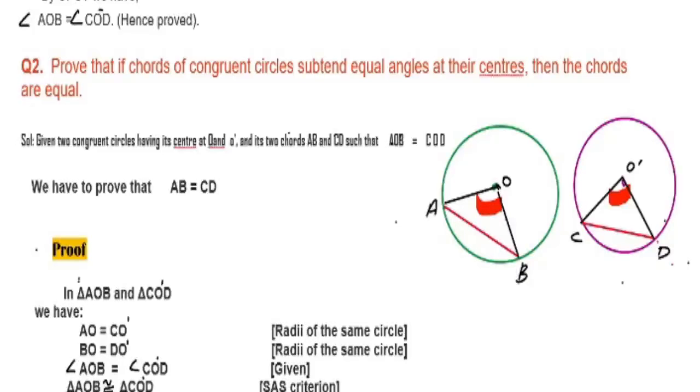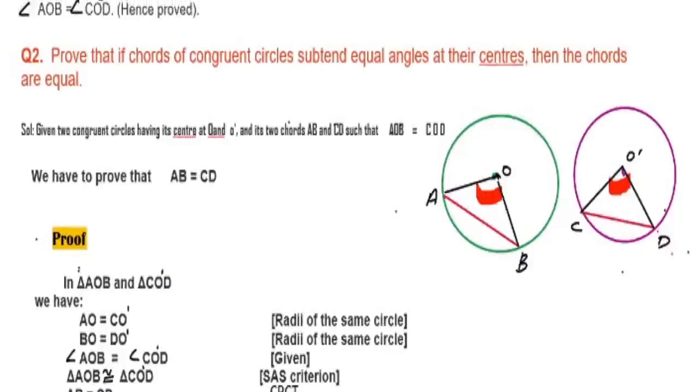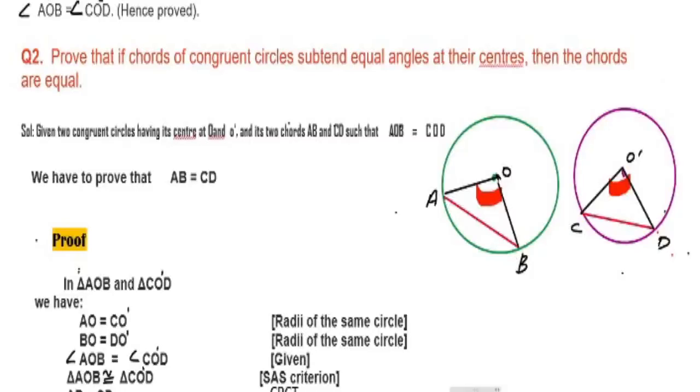Now in the proof, we can take two triangles, AOB and CO'D. In these two triangles, we can write AO equal to CO dash and BO equal to DO dash. They are radii of the same circle. These two circles are congruent circles, so you can consider it as the same circle.